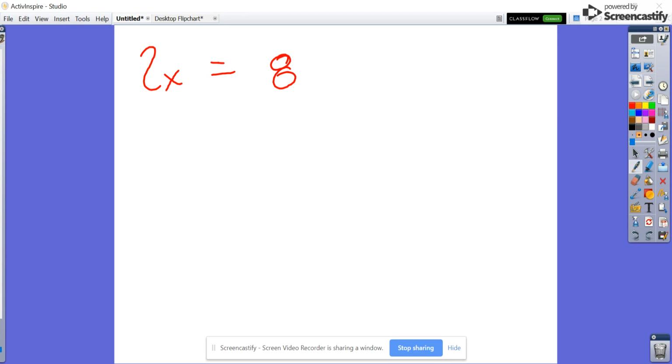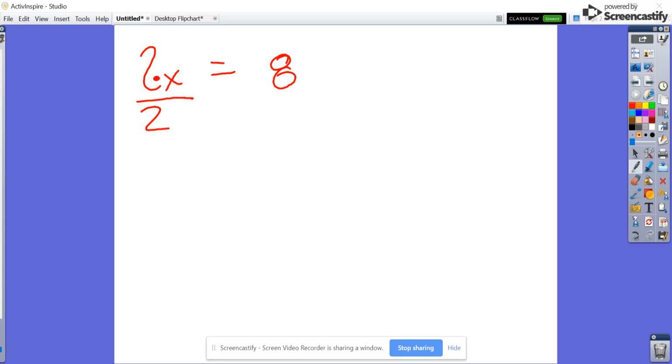Look here, we have a 2x. Is the 2x a 1x? Is that 2x a 1x? No. Well, we need to make it a 1x, right? And how do we turn the 2 into a 1? We have 2 times x. What's the opposite of multiplication? Division. So we're going to divide by 2.